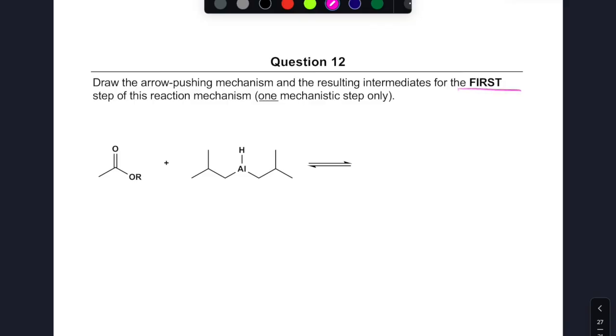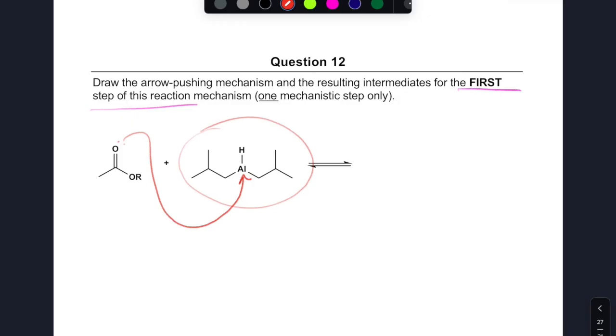Now for this one, what we want to do is just the first step of this reaction mechanism. This was actually based on a Piazza question. Somebody was just looking for a simple protonation of a carbonyl. This is not a protonation necessarily, but it's still an acid-base reaction. All you're doing is a Lewis acid-base addition.